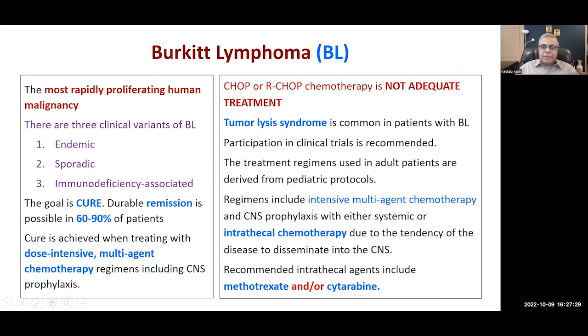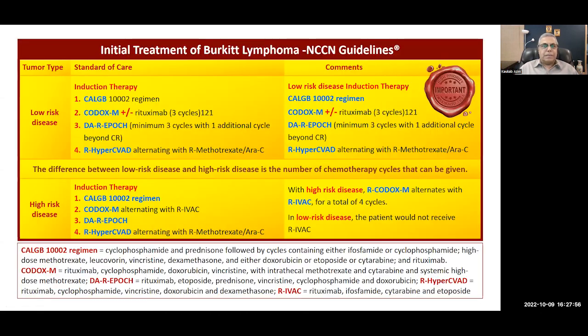The regimens include intensive multi-agent chemotherapy. You have intrathecal chemotherapy due to the tendency of the disease to disseminate, right? So you give it prophylactically, either systemically or intrathecally. Recommended intrathecal agents include methotrexate and cytarabine. That was there in the previous cases as well.